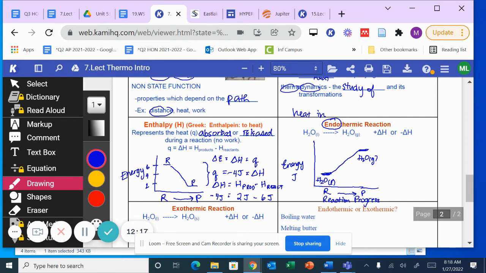Does that make sense? Okay. And the way I know is going uphill. Of course, you didn't have that much energy. Now you have a lot in the end. So you had to put energy in. So now the delta H would be equal to products minus reactants.